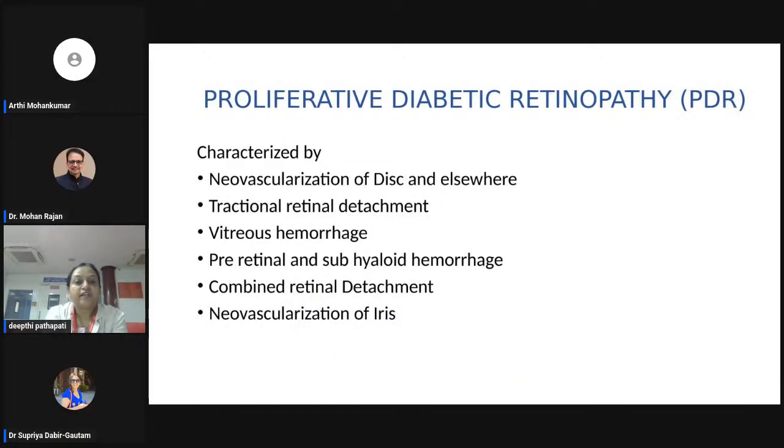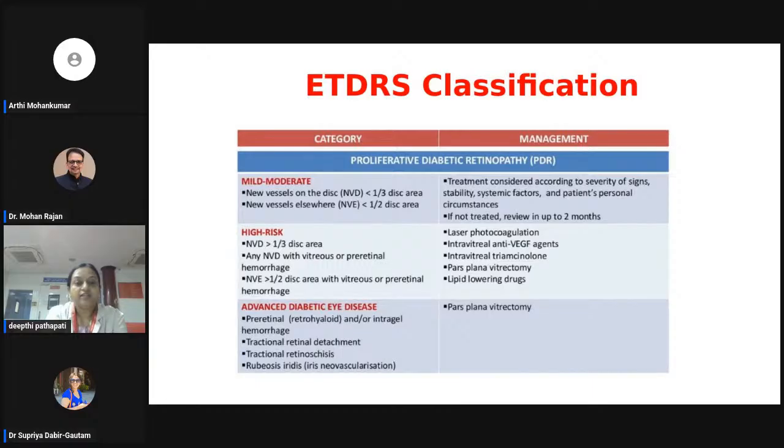Now, proliferative diabetic retinopathy. It is characterized by neovascularization of the disc and elsewhere, tractional retinal detachment, vitreous hemorrhage, pre-retinal and subhyaloid hemorrhage, combined retinal detachment, and neovascularization of the iris. The ETDRS classification is as follows: mild to moderate is new vessels on the disc (NVD) less than one third of the disc area, or new vessels elsewhere less than half of the disc area.